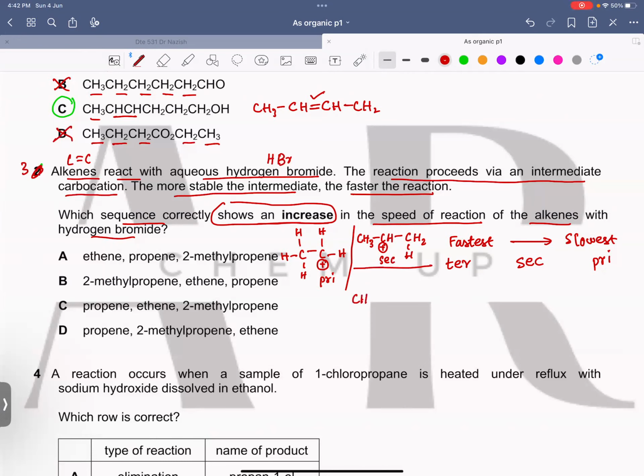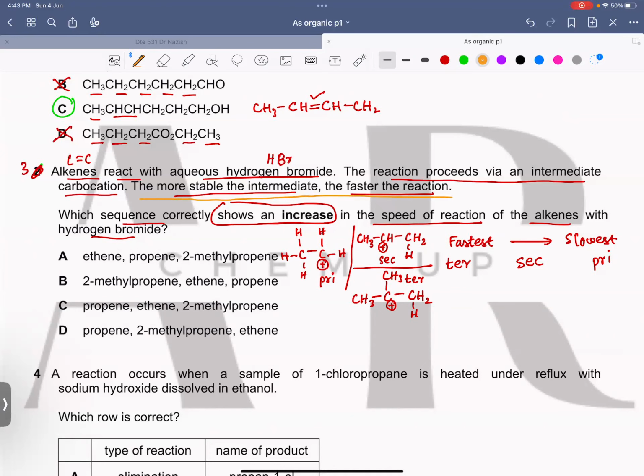If I make 2-methyl propene, it would be CH3, C, CH3, and double bond CH2. When the reaction proceeds, the intermediate carbocation would form. Here we get a hydrogen, and this carbon becomes the positive one. If you look, this one is the tertiary. As for their speed, by the information that the examiner provided, the more stable the intermediate, the faster the reaction.